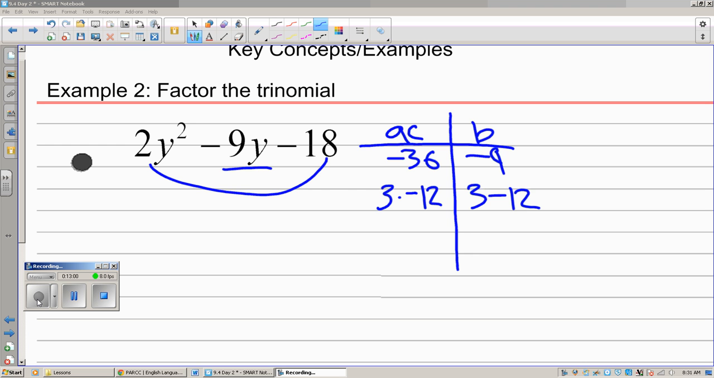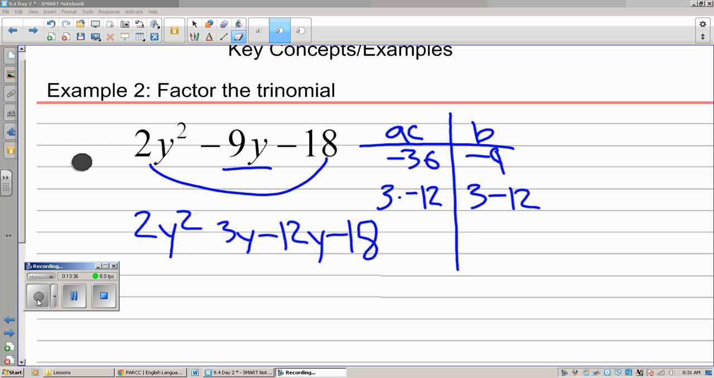Alright, so now what I'm going to do is split the middle term with 3 and negative 12. I got 2y squared minus y minus 12y minus 18. Can I pause you just for a second? Because when you had A times C, you had positive 3 and negative 12, and you put negative 3 and negative 12y when you split the middle term. No worries. I could just change that one to a plus. You're good. It's fine.